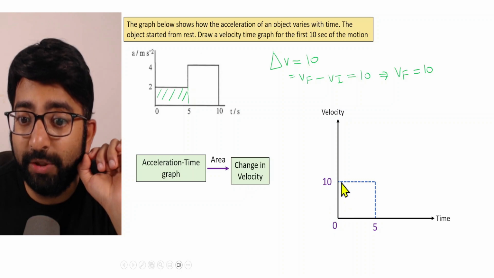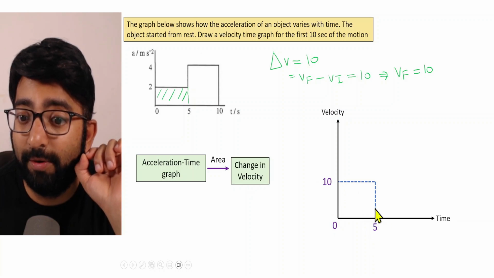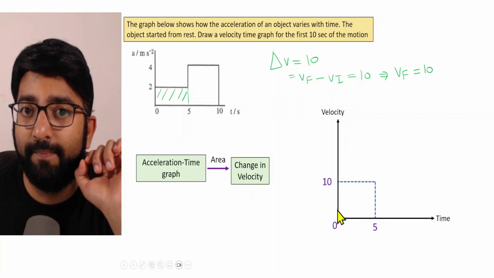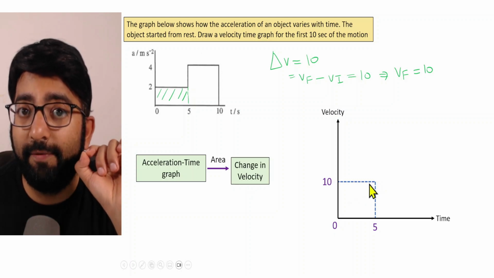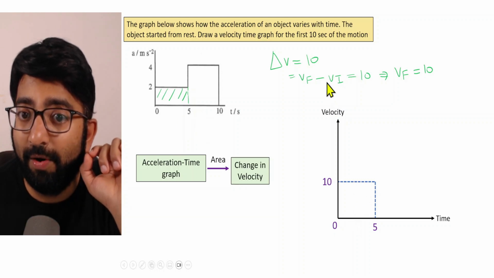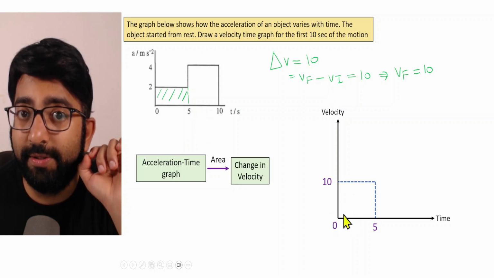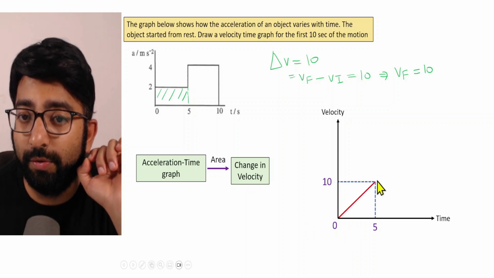So one dotted line is parallel to the x axis, but starting from the point 10. The second dotted line is from the point 5, but that dotted line is parallel to the y axis. Now, the point where these 2 dotted lines are intersecting, that is the point where the graph is going to terminate at the end of 5 seconds. Initial velocity is 0, final velocity is 10. So all we need to do is just draw a straight line connecting the origin to this point.